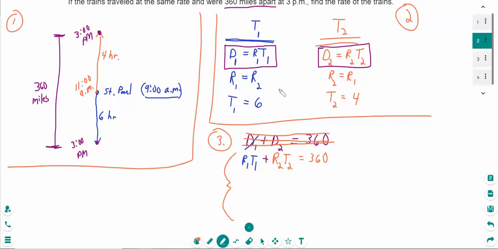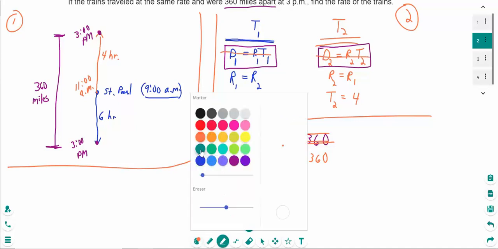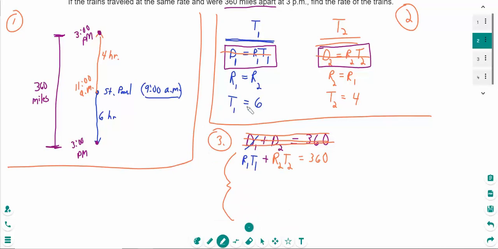So let's look at the information that they've given us. Now we've already used this one, and we've already used this one, so we're not really going to worry about those. Let's look at the other ones now. So we have, what can we say? R sub 1 is equal to R sub 2. That's a great equation.